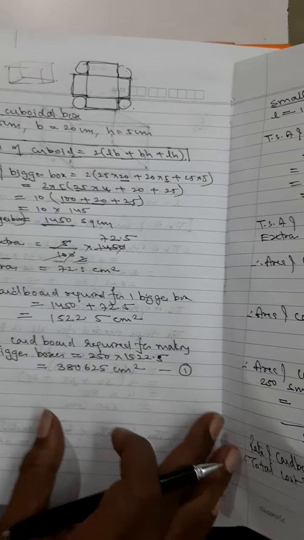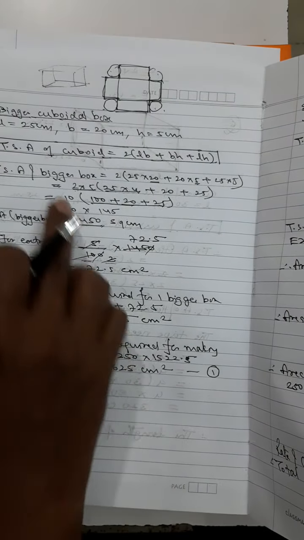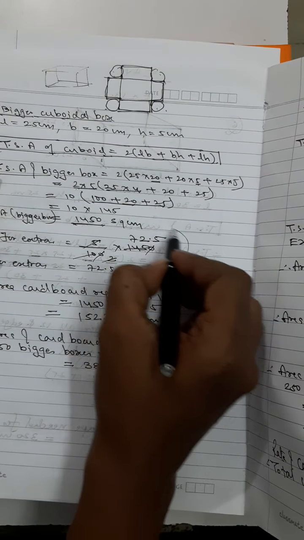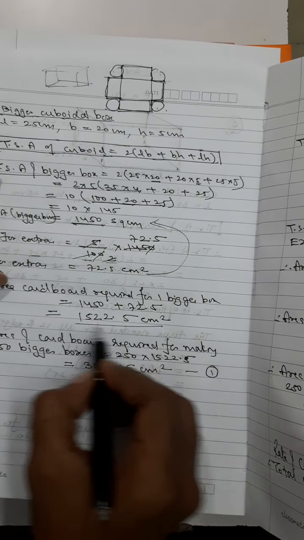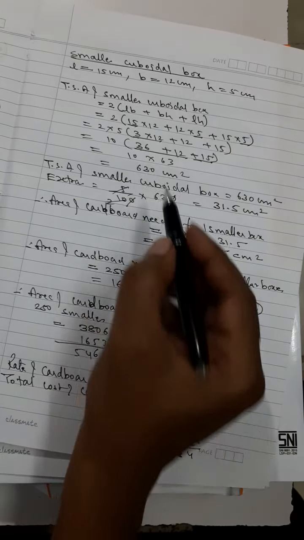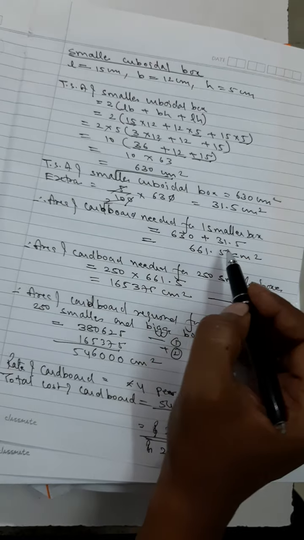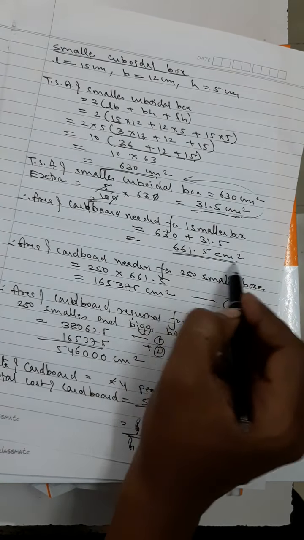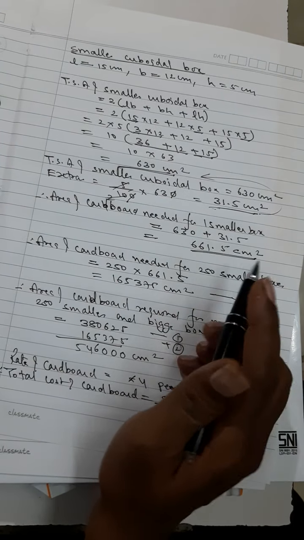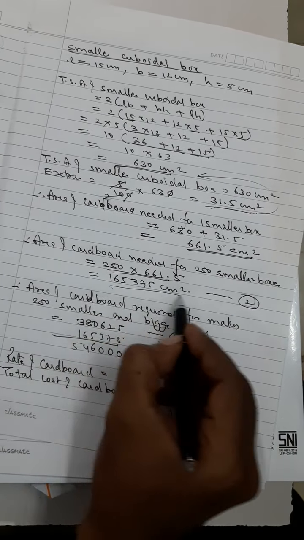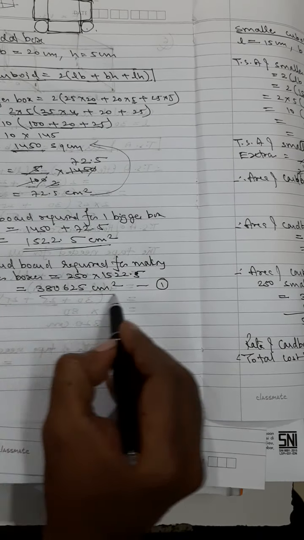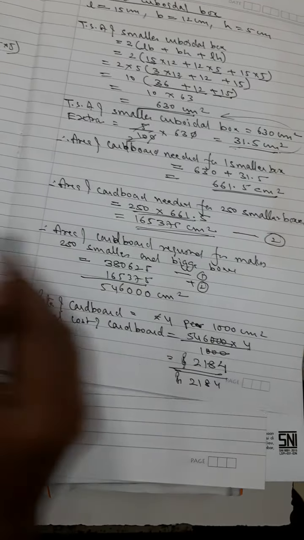See, it looks like a lengthy one, but it is easy. Here also we do the same thing. First find the total surface area of the box, then find 5% of the total surface area and add it, and then you will get the total area needed for making one box. Then this is multiplied by 250 to get the area needed to make 250 boxes.